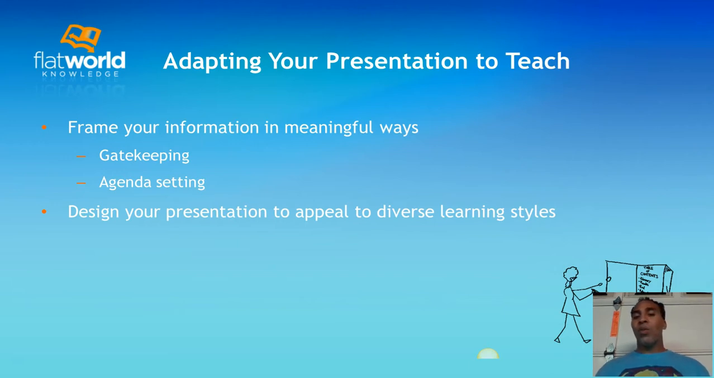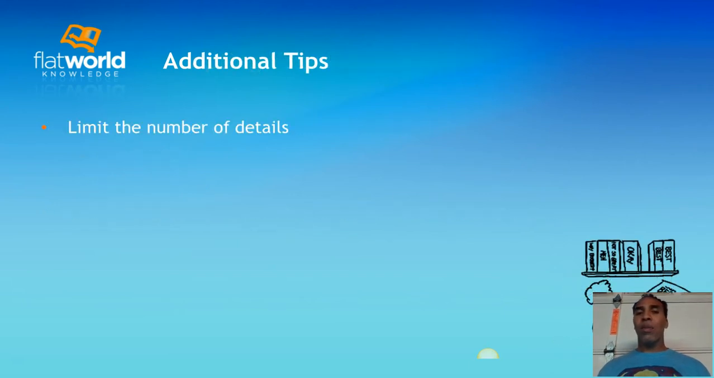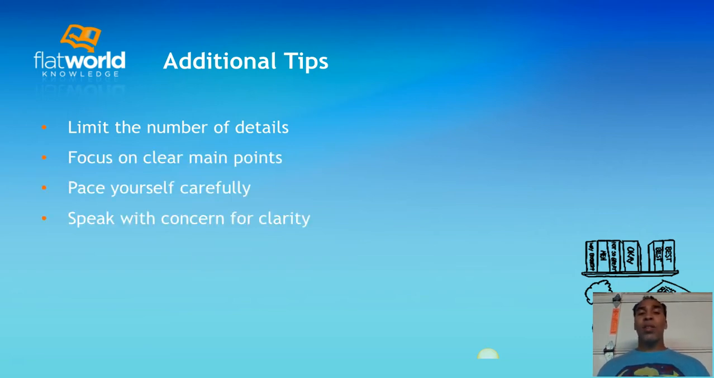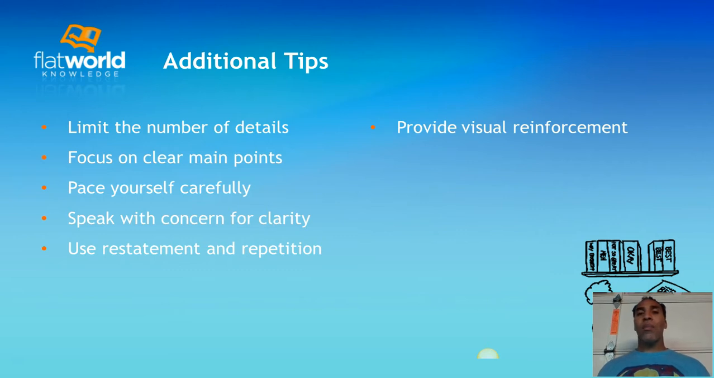Design your presentation to appeal to diverse learning styles, right? So you need to be able to appeal to everybody. Additional tips, and these tips are great. Limit the number of details, focus on clear main points, pace yourself carefully, right? You don't get up there and get out of breath, and that's always embarrassing. Speak with concern for clarity. Use restatement and repetition, right? Repetition, so they know and understand the main things that you're referring to. Provide visual reinforcement, a picture's worth 1,000 words.